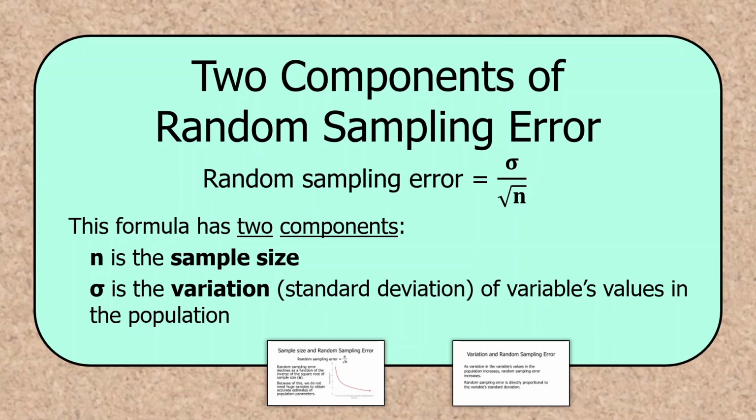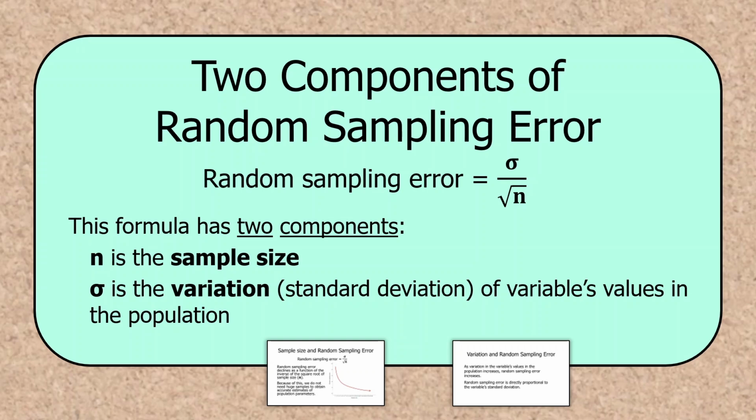So just to reiterate, we can see as sample size goes up, random sampling error declines as an inverse function of the square root of n. And as the variation in the population parameter increases, random sampling error increases. As variation declines, so does random sampling error.